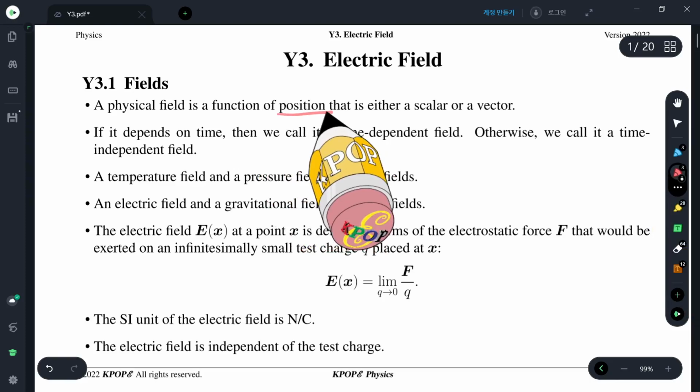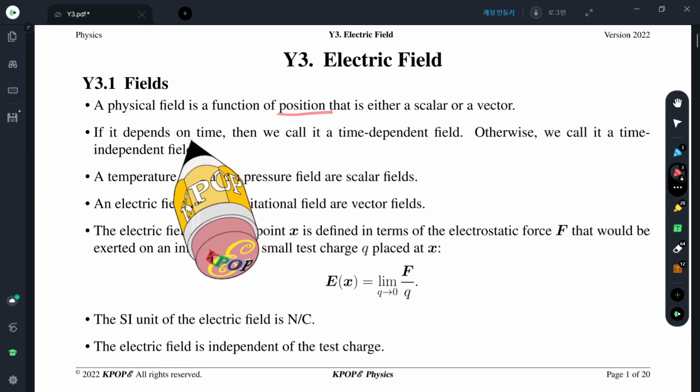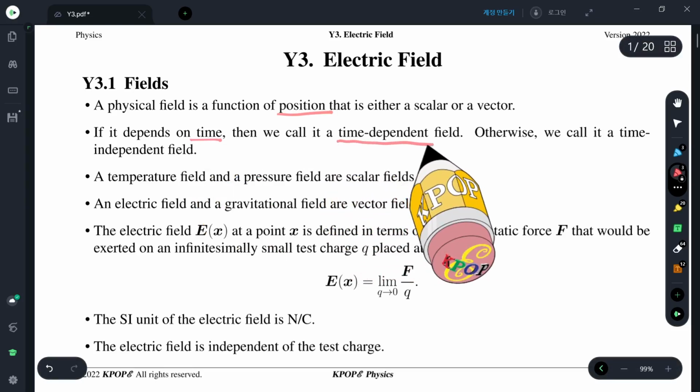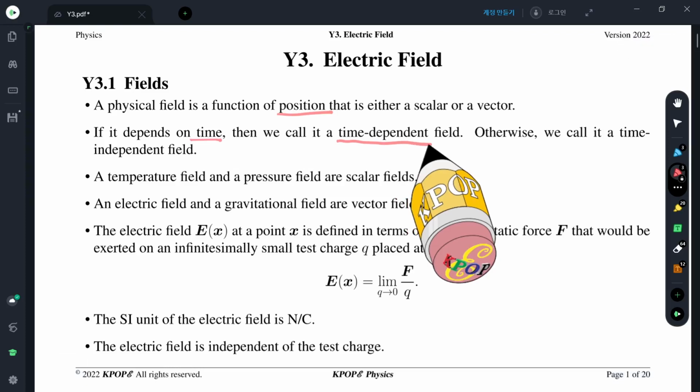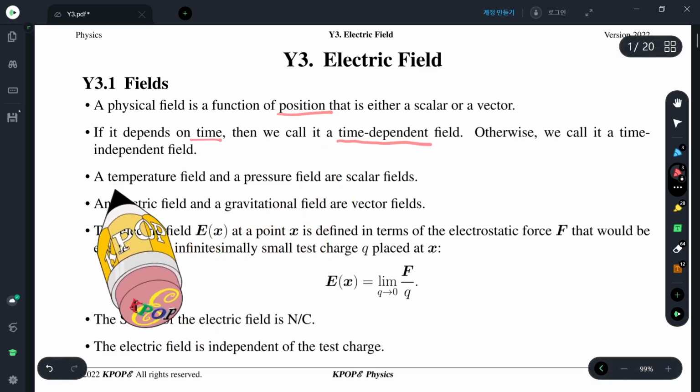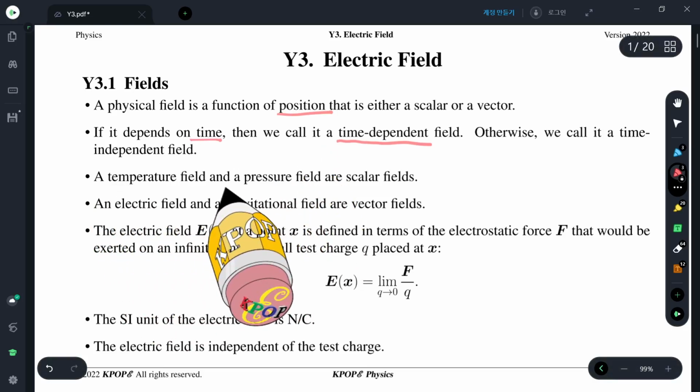In addition, it may depend also on time. It depends on time too. We call it a time-dependent field. Otherwise, it is a time-independent field. For the time being, we consider the electrostatic case. Electrostatic means the charge distribution does not change depending on time. It is independent of time. So we consider, for a short time, time-independent fields only.